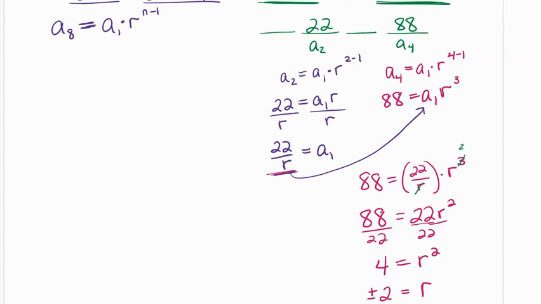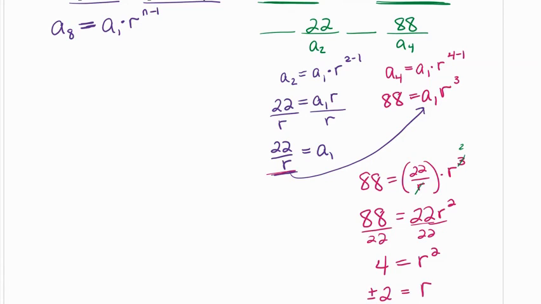So that means our common ratio, actually there's two possibilities. Our common ratio could be positive 2, or the common ratio could be negative 2. And there's nothing wrong with our common ratio being positive or negative, so we actually have two possibilities here, right? Okay, so we'll go through our two scenarios here.